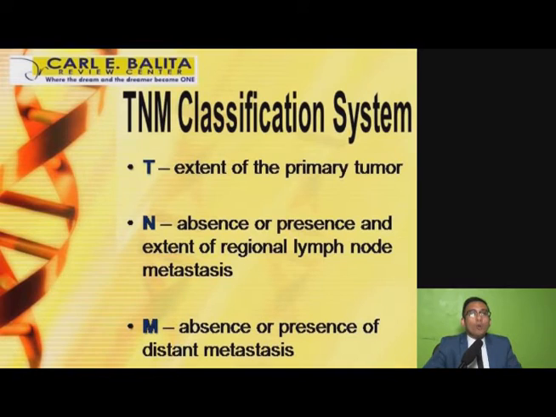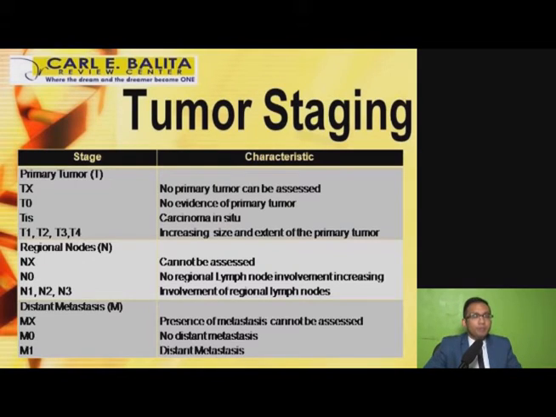Now, how are we going to have your T, N, and M classification? Let's take a look on your tumor staging. Okay, tumor staging T, N, and M. T for primary tumor. Pag nakita mo TX, no primary tumor. Liwanag? TX, no primary tumor. Paano pag nakalagay T0? Okay? No evidence of primary tumor. Okay? So, tandaan TX, tumor cannot be assessed. T0, absence of primary tumor.